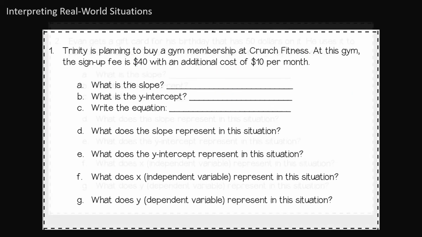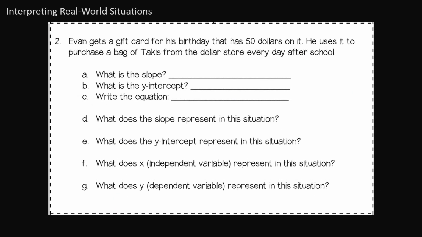Let's try another one. So in this problem, Evan gets a gift card for his birthday that has $50 on it. He uses it to purchase a bag of Takis from the dollar store every day after school. So I see some identifying information here. Evan gets a gift card for his birthday that has $50 on it. He uses it to purchase a bag of Takis from the dollar store. I see that keyword: every day.